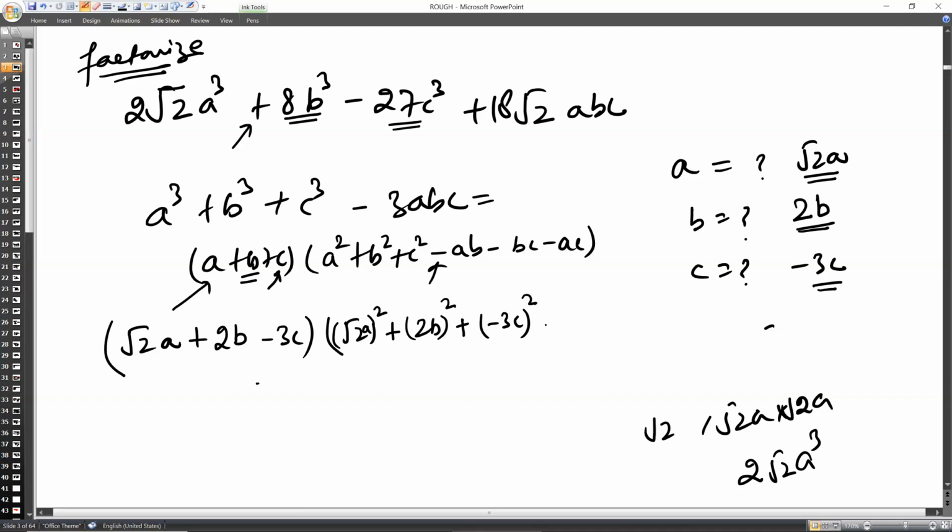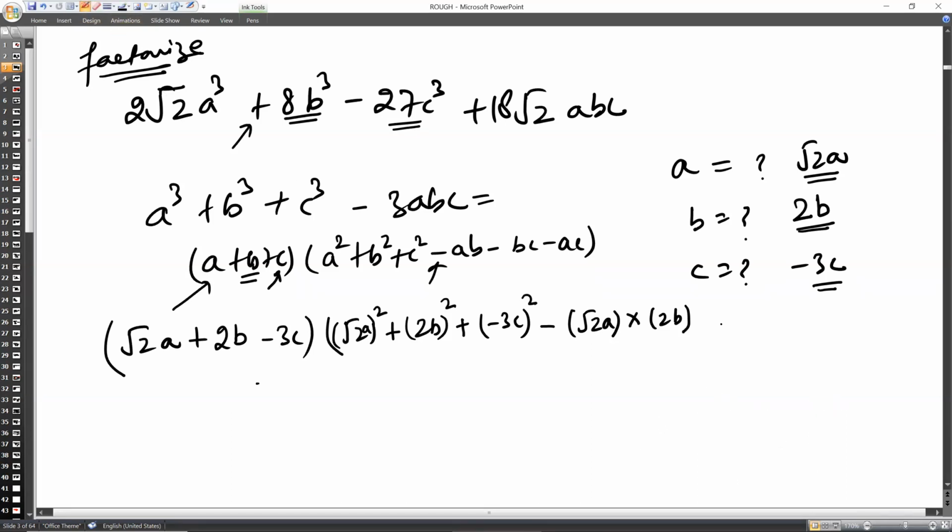Here, this is the sign of minus, so write minus and then a into b. So what is a? A is actually root 2a. And what is b? B is 2b. Write it this way. Got it? Then next, 2b, b is 2b, 2b into c, minus 3c.